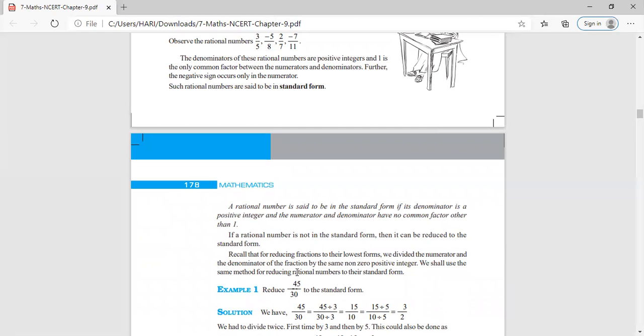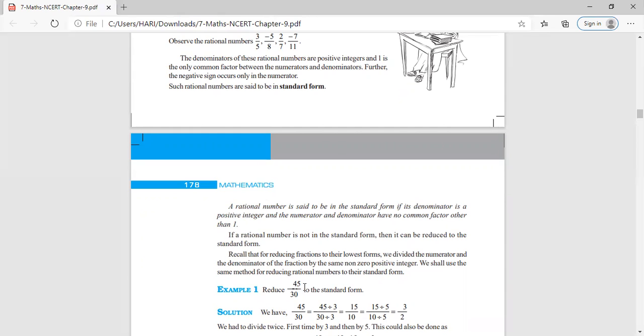See, reduce minus 45 upon 30. Minus 45 upon 30, first we will find the reduced form, then we will change the sign if needed. Now there is no need to change the sign because here the denominator is positive, 30 is positive and only the numerator is negative. That means it is an example of a negative rational number. As the denominator is positive, we don't have to make any change in sign.